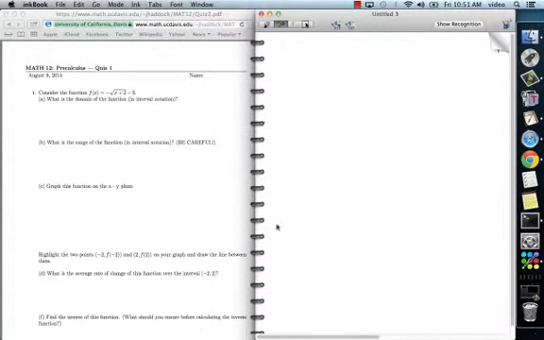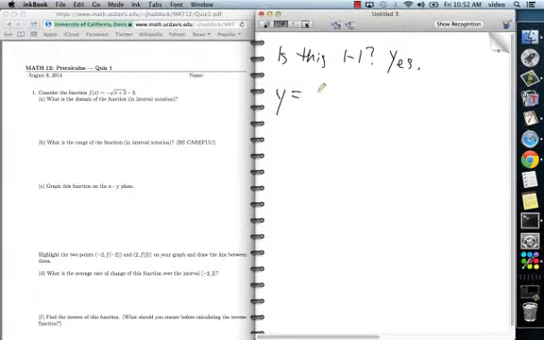Okay, part F asks us to find the inverse of this function. The first thing, though, it says, what should you ensure before calculating the inverse function? Well, whenever we want to find an inverse function, the first thing we have to ask ourselves is: is this function invertible, or is this function one-to-one? So, is this one-to-one? The answer is yes. We can see that graphically, or we can do it algebraically. I didn't ask you to do that though, so we won't go over it. Now let's find the inverse of this function.